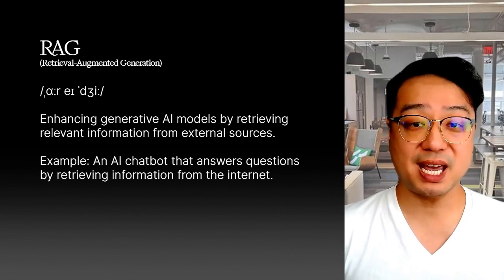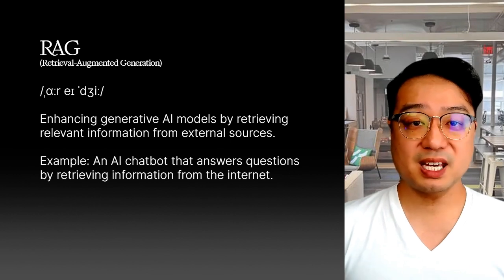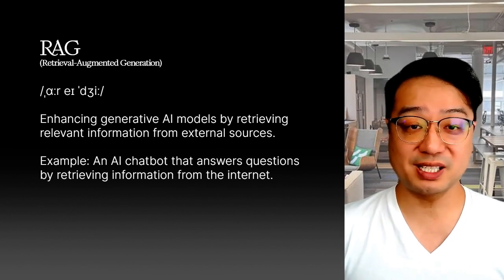RAG is a technique that combines the power of pre-trained language models with information retrieval to generate more accurate and informative responses. Think of it like having a super smart research assistant that can quickly find relevant information and use it to answer your questions.